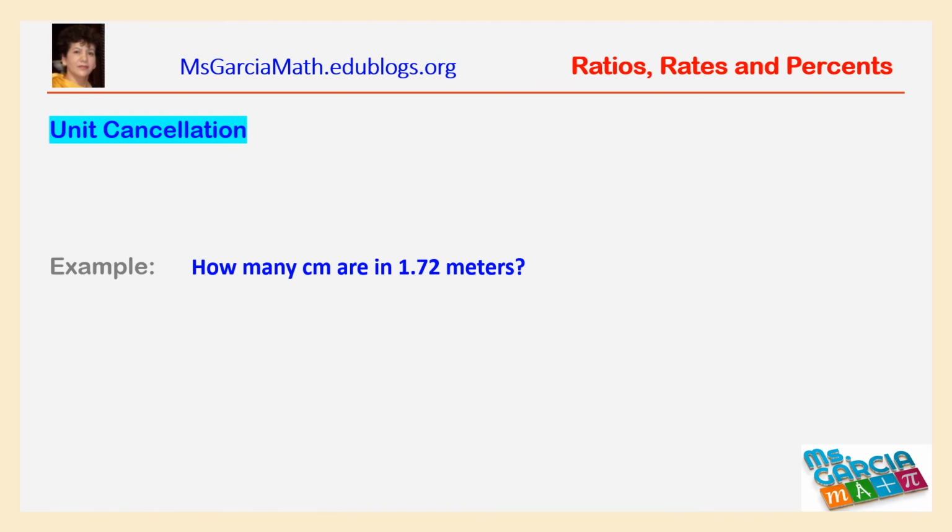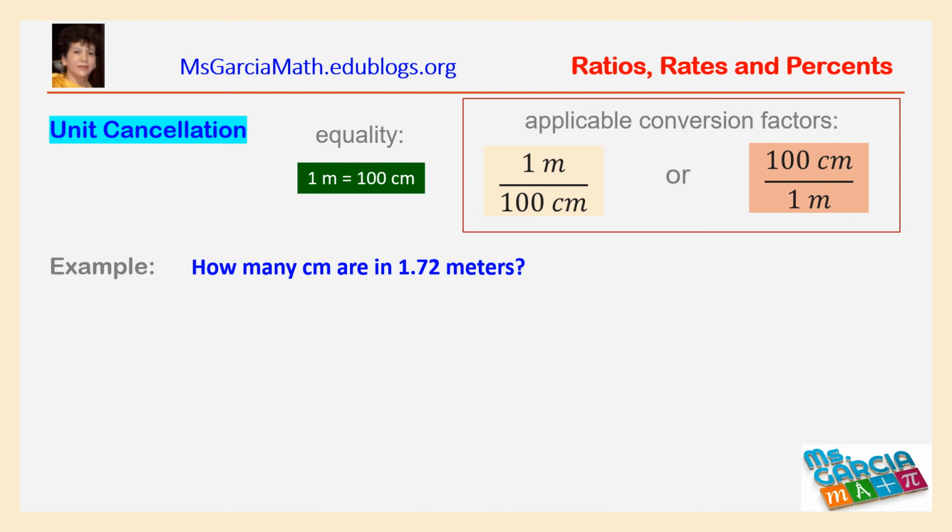Example: how many centimeters are in 1.72 meters? To solve this problem, we will use unit cancellation. Unit cancellation is just a method of converting numbers to different units. We always write conversion factors so that the unit we are changing from is on the bottom, so they cancel out.